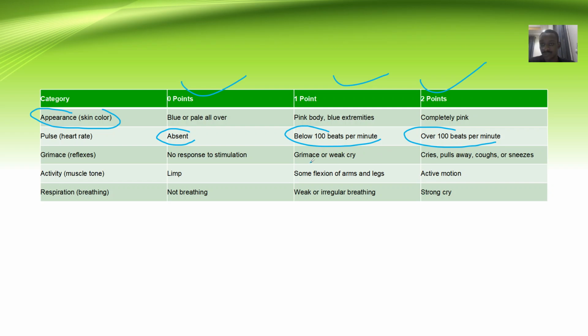Then grimace, you're trying to look at the reflexes. If you try to elicit some reflexes and the baby does not respond, or is not stimulated, you give the baby a score of 0. If you try to elicit some reflex and the baby gives a weak cry, score of 1. If the baby cries, pulls away, coughs, sneezes, the baby is active, score of 2.